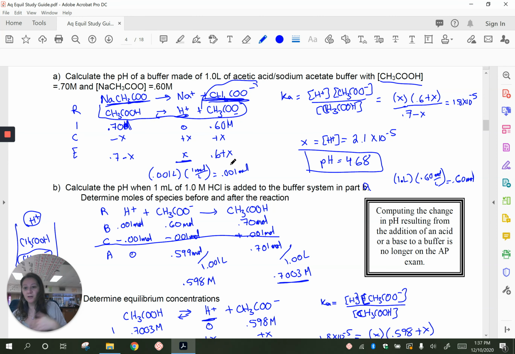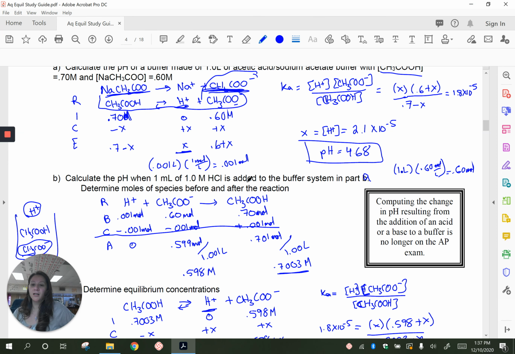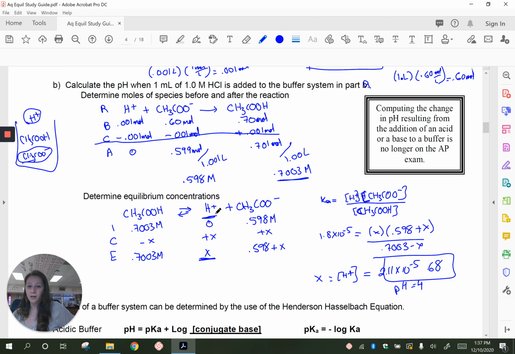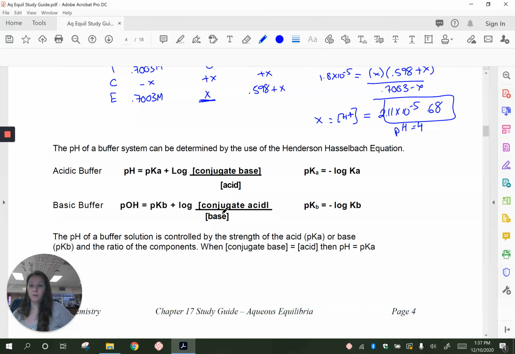So you could do an ice chart, or you could do the Henderson-Hasselbalch. If I was adding the acid to my buffer, I'd still have to do my ICE chart. So I have to do this step, but then once I'm done with the step and I know the concentration of my acetic acid and my acetate, I can plug it into the Henderson-Hasselbalch right here with these values. So it is your choice whether you want to use Henderson-Hasselbalch or an ice chart. Probably the Henderson-Hasselbalch is just a little bit shorter.